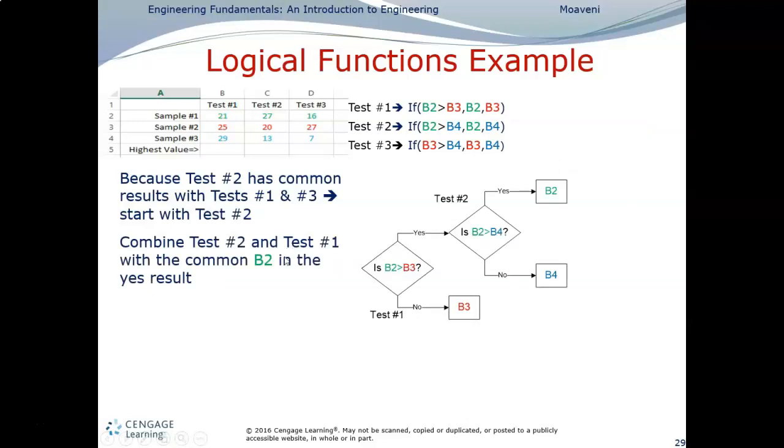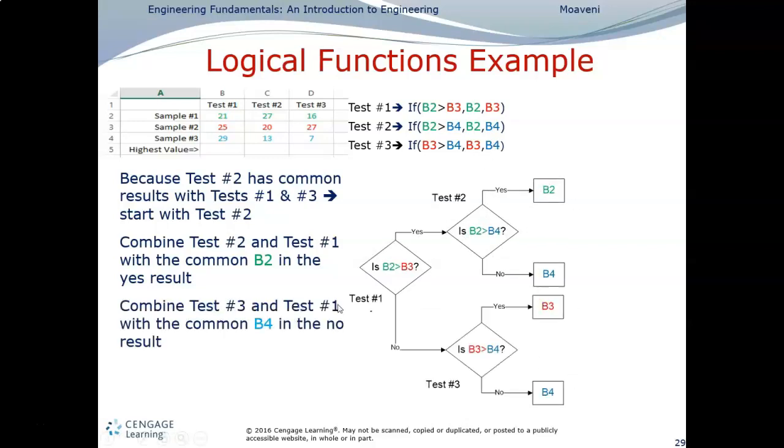Combine test number 2 and test number 1 with the common B2 in the yes. So we move over and substitute the test number 1 yes answer with the test number 2, which then leads us to B2 in the yes location. Now let's combine test 2 and 3 where B4 is in the no, and we substitute that down, and there's B4 in the no.